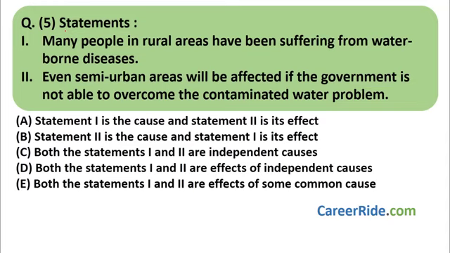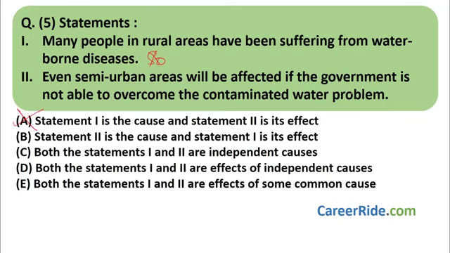Question number 5, statements. Many people in rural areas have been suffering from waterborne diseases. Even semi-urban areas will be affected if the government is not able to overcome the contaminated water problem. Let us try to combine. Many people in rural areas have been suffering from waterborne diseases, so even the semi-urban areas will be affected if the government is not able to overcome. This does not make sense. So option number 1 is not possible.